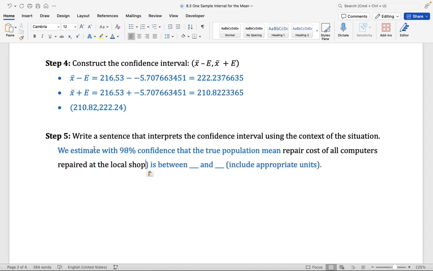Here we're saying we estimate with 98% confidence that the true population mean repair cost for all computers repaired at this local shop is between, and this is where we enter the values that we have for the confidence interval, 210.82 and 222.24. Now we need to include the units. The units here are dollars. And there you have it. Again, we're saying we are 98% confident that the population mean repair cost for all computers, that is mu, is between or within our confidence interval. That is what we're saying in this sentence.